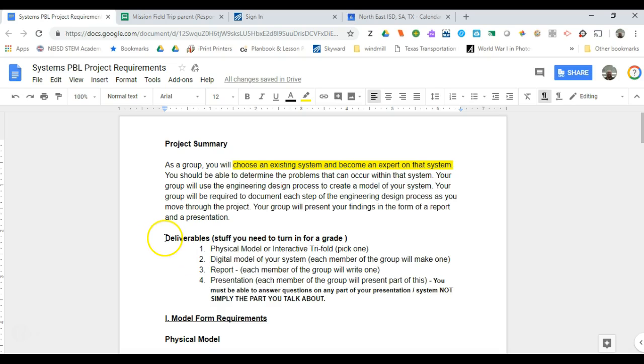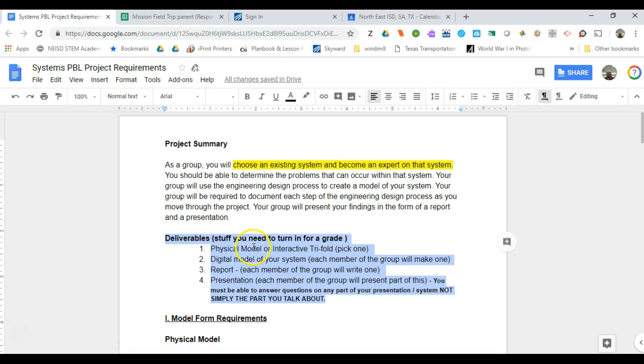Down here in this section called deliverables, that's everything you need to turn in for a grade. Something that's included for a grade is the notebook that you got at your missions trip. The one that you made in Miss Geisbush's classroom is part of this. You have to have that done and turned in for a grade.